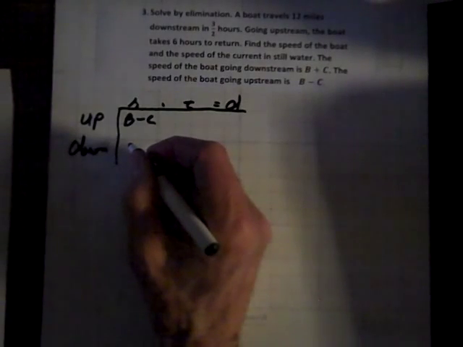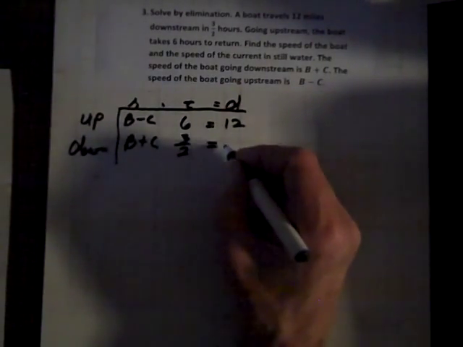Now, if it's going upriver, the rate is b minus c. Going downriver, the speed of the boat is b plus c. Going upriver, it takes 6 hours to return. Going downriver, it takes 3.5 hours, or 3/2 of an hour and a half, to go, in each case, 12 miles.